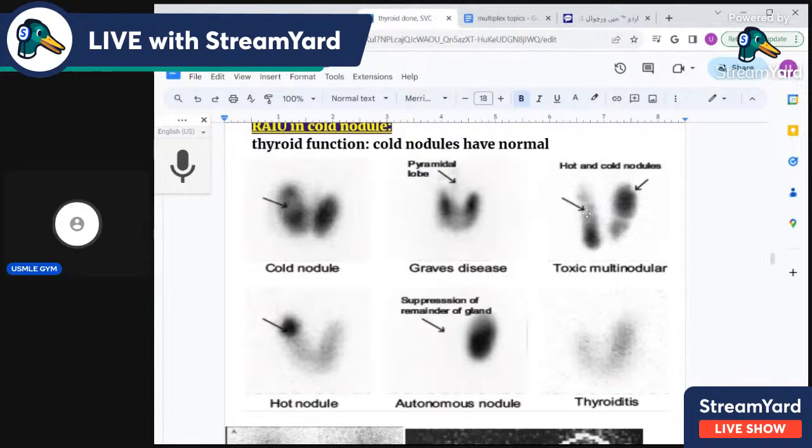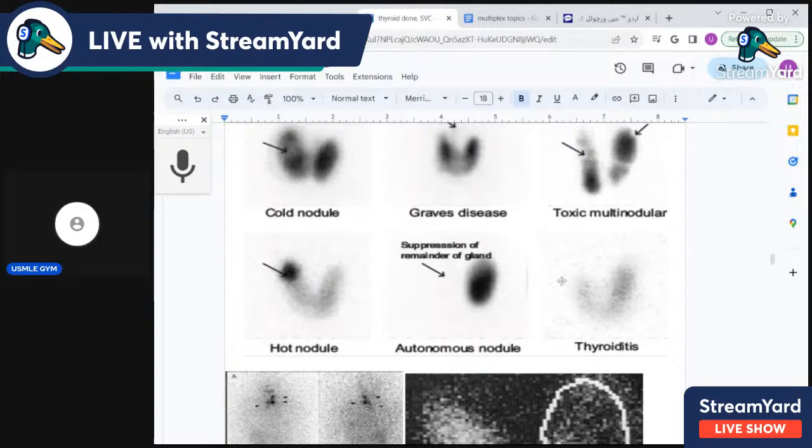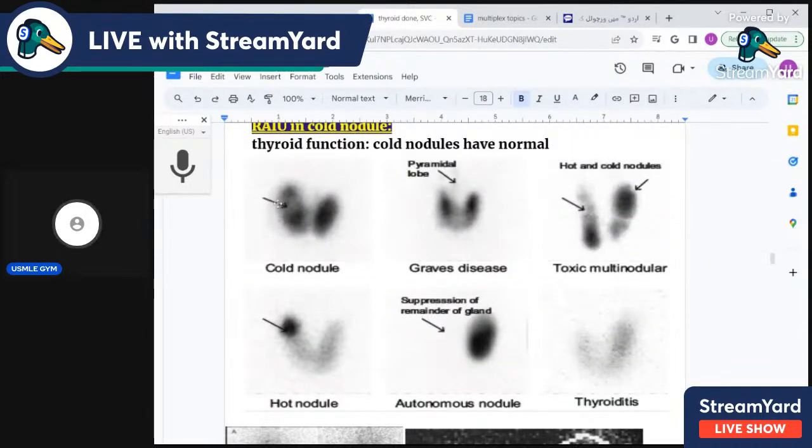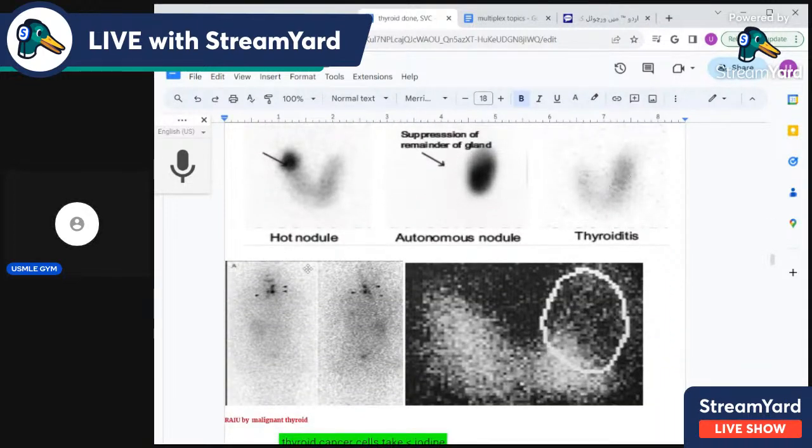This one also, here, which is a multinodular goiter, this one is a cold nodule taking less. The hot nodule takes more radioactive iodine, excessive. This is Graves disease, which takes uniformly increased radioactive iodine. And this is thyroiditis, which doesn't take the radioactive iodine. Also malignancy. See here, this one doesn't take the radioactive iodine. So the radioactive iodine uptake is low in a cold nodule, in thyroiditis, and in malignancy.